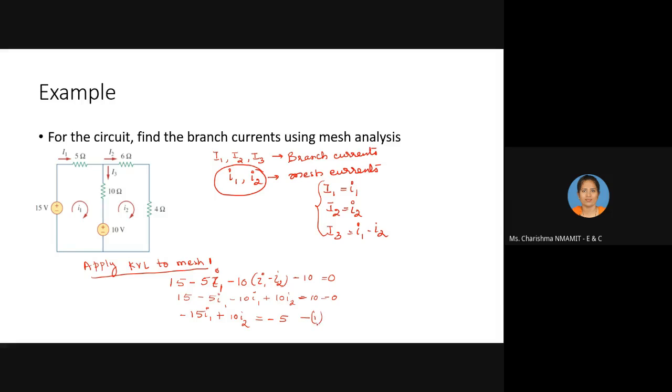This is equation 1. Or you can write this as 15I1 minus 10I2 equal to 5. 15I1 minus 10I2 equal to 5. Right. Multiply the entire equation by minus 1.